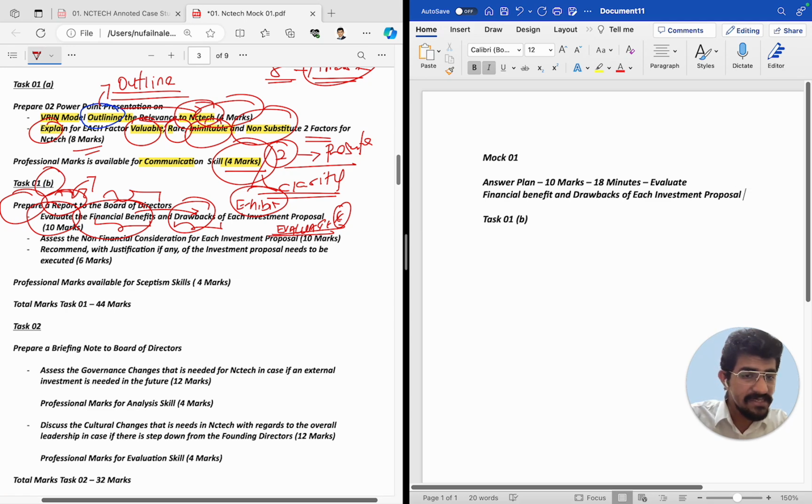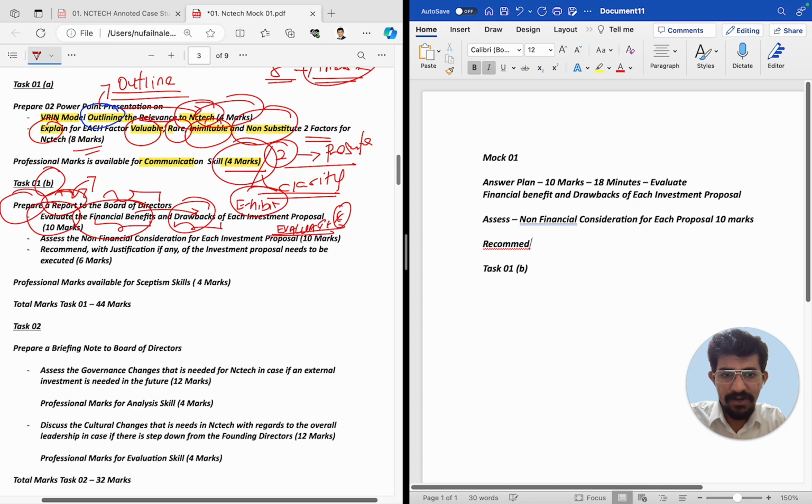Now students, the next thing you have to be careful about is Part B. The Part B verb is assess, and it's all part of the report: the non-financial considerations for each investment proposal. So I'll write down here non-financial considerations for each proposal. Understand that very well. Again, how many marks are they giving, students? 10 marks. And the last one, which is very important, is recommend.